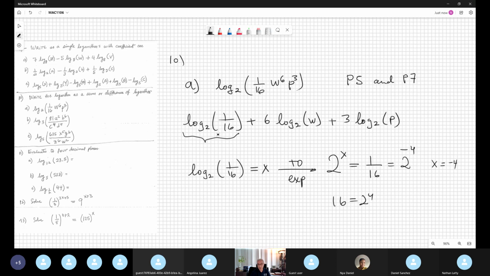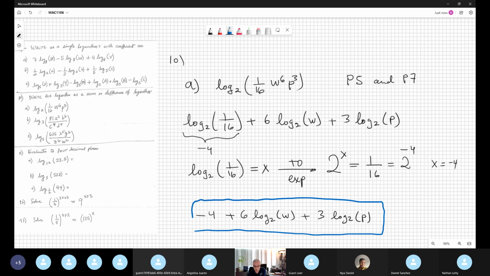So what is my beautiful final answer? My beautiful final answer is, you replace this by -4. So my final answer is -4 plus 6 times logarithm base 2 of W. So the variable part you don't touch. Plus 3 times logarithm base 2 of P. Let me erase this. I enclose in the box this fantastic, beautiful answer.